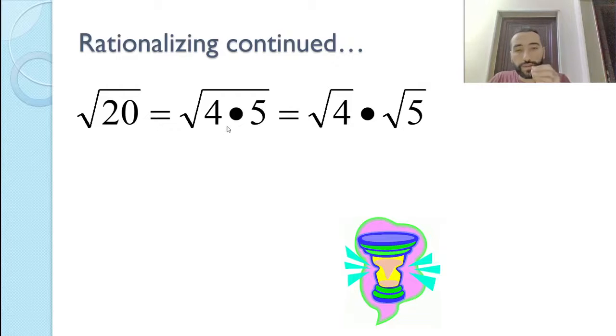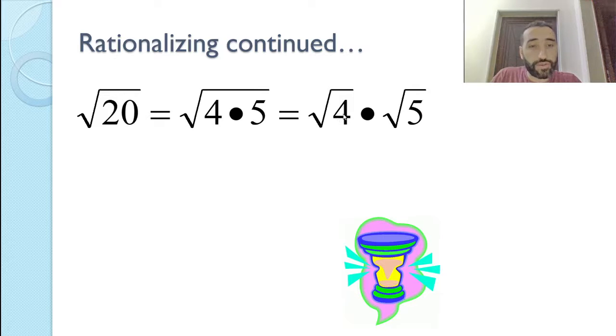I need a factor that is a perfect square, which is 4. So 4 times 5 gives 20. I write radical 20 as radical 4 times 5, which gives the same. Radical 4 times 5, we took it before, is equal to radical 4 times radical 5. And now radical 5, we keep it the same.